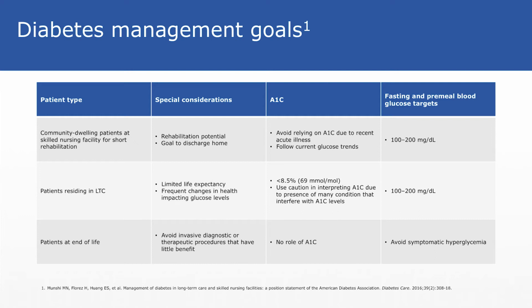A1C is not a good indicator for the skilled nursing patient coming out of the hospital due to recent acute illness, so using the fasting and pre-meal blood glucose values from a fingerstick glucose assessment is the preferred method. For long-term care residents who have limited life expectancy or frequent changes in their health status, an A1C less than 8.5% may be sufficient. We will look at this in more detail on the next slide.